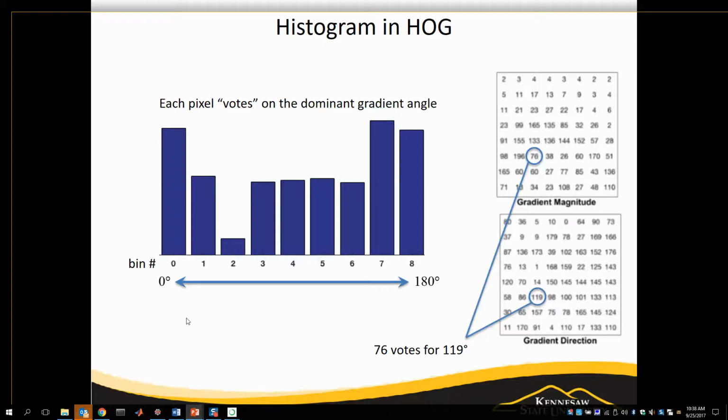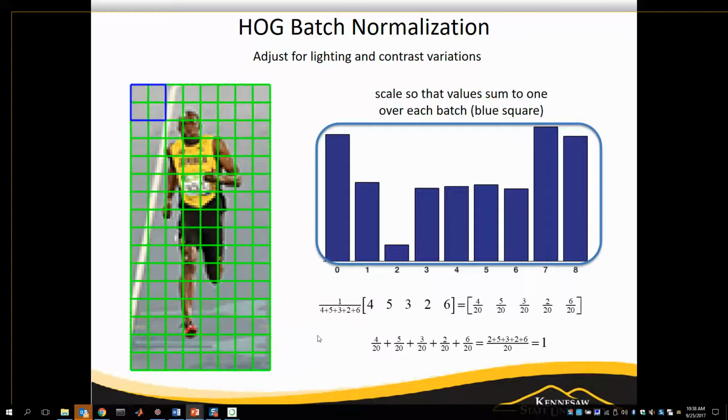Now, here's another odd thing it does, called normalization. It's an attempt to adjust for lighting and contrast variations so that we're able to compare apples to apples. Because if in one part of the image it's very bright, and another part it's not so bright, we won't be able to compare the histogram values very well. So what they do is what's called batch normalization.